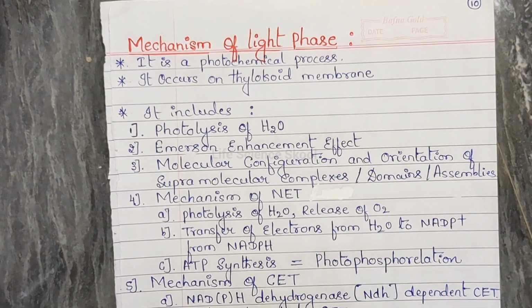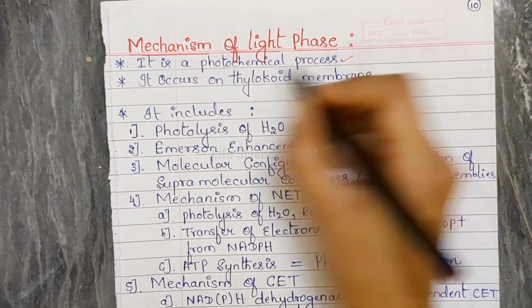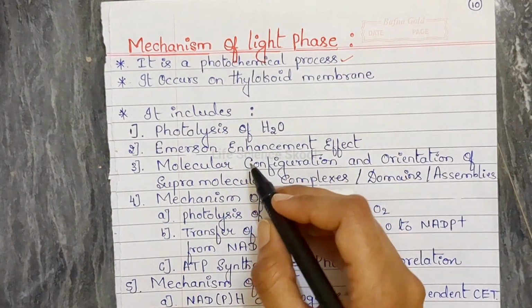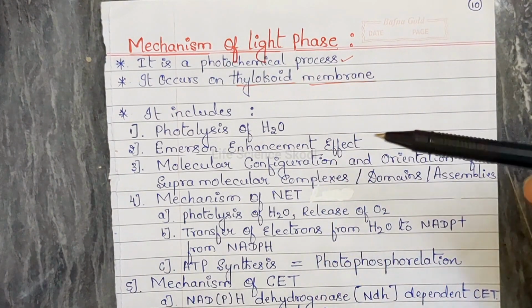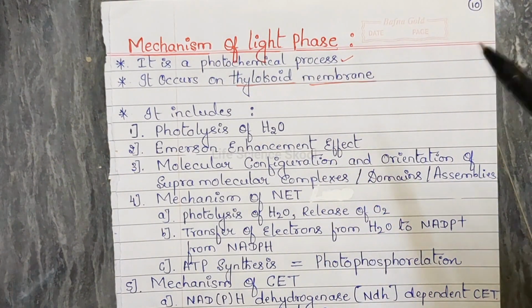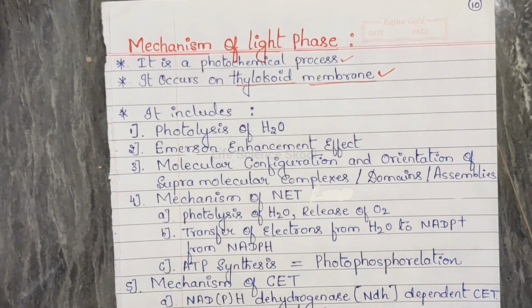What is this light phase? It is a photochemical process. Photo means light and it is a chemical process, and it occurs in the thylakoid membrane. Imagine the diagram I have displayed over here. So the light phase is going to occur on the thylakoid membrane. You have to remember, this point is important. They will ask where the light phase is going to take place, or where the dark phase is going to take place. So the light phase takes place on the thylakoid membrane.